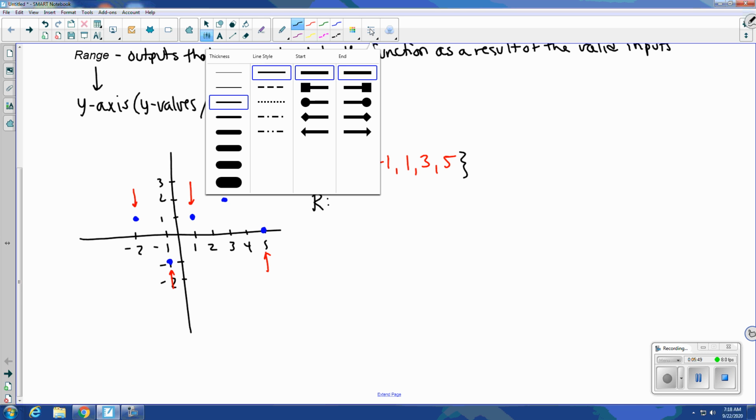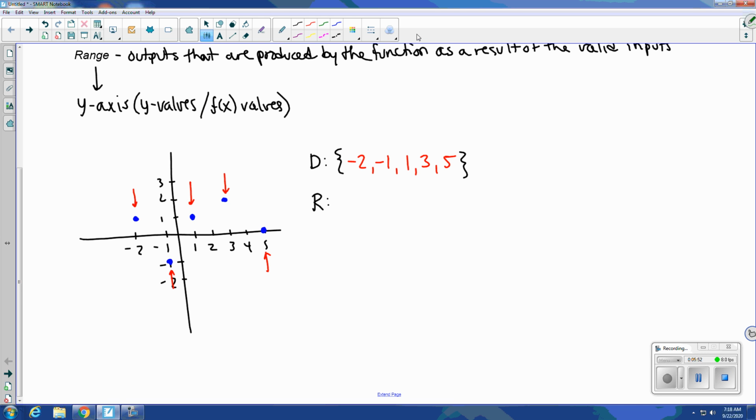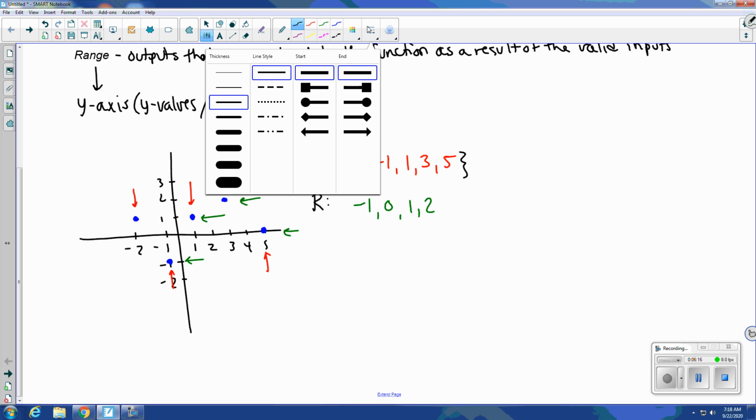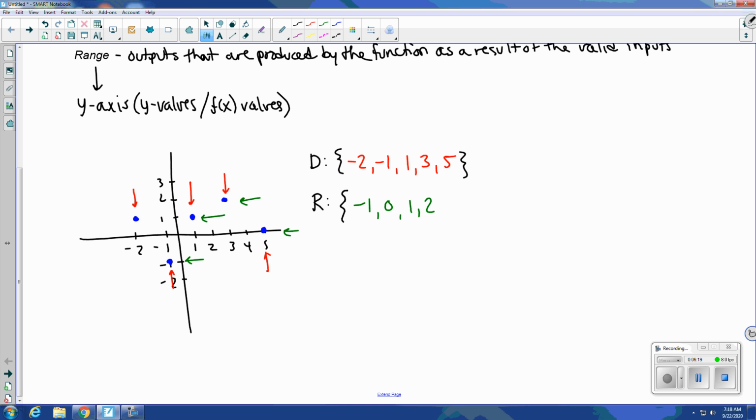And then for range, what do we have there? Range is going to be our output. So what are the corresponding y values to these inputs? Well, we have a -1 y value, we have a 0, we have two 1s, and we have one 2. So what's our range? -1, 0, 1, 2. And again, where am I getting these values? Domain comes from the x-axis, range comes from the y-axis. Inputs for domain, outputs for range. So that's when we have single points.